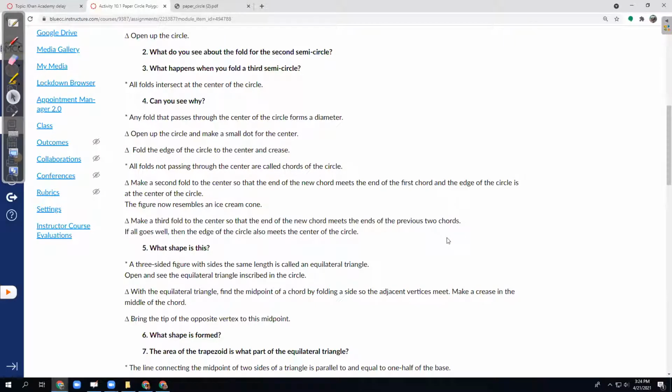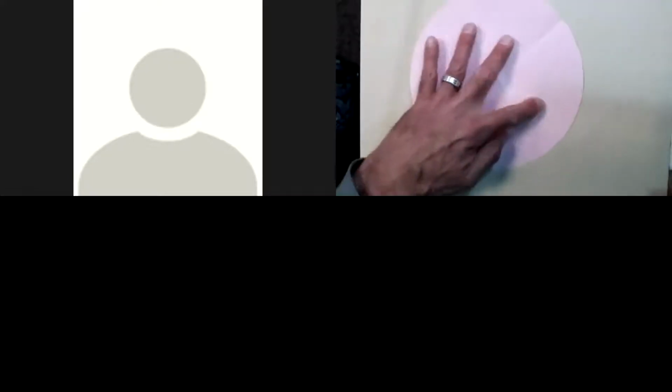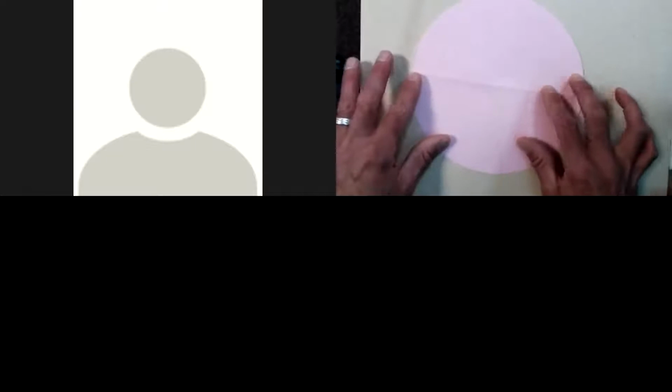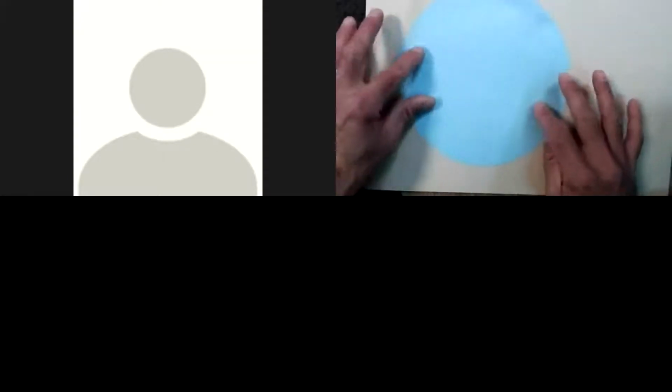So if you don't already have a paper circle, and you're in the future, please pause the video, find yourself a piece of paper, cut a circle out of it. I did so by tracing a bowl. I'm going to switch to my camera. All right. So here is my circle, and you can see I've already folded it. This one a little wrinkled.